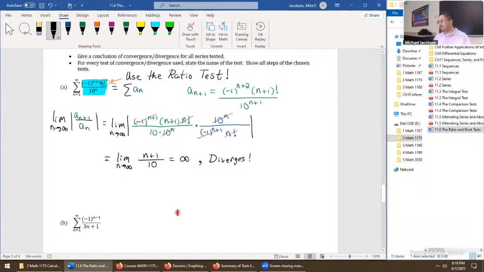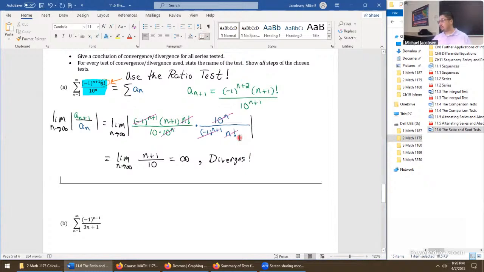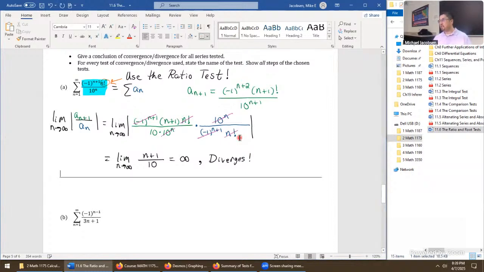Well, let's try this out again. Negative 1 power n minus 1 divided by 3 power n plus 1. Any volunteers for a test to try out on that one down below? Good call. The alternating series test is the right test to use on this one.